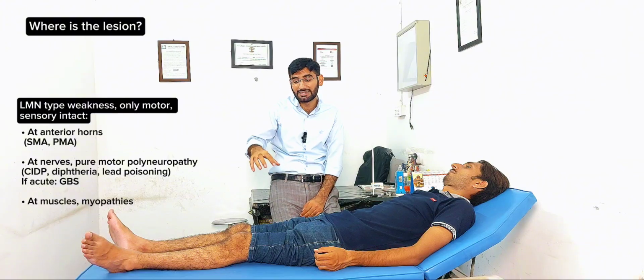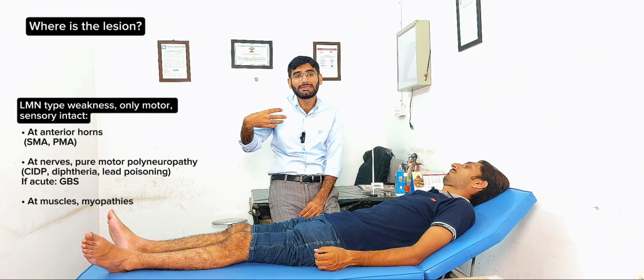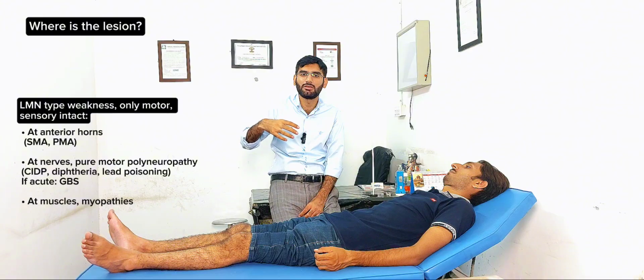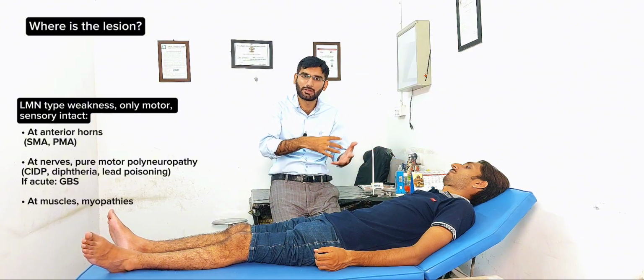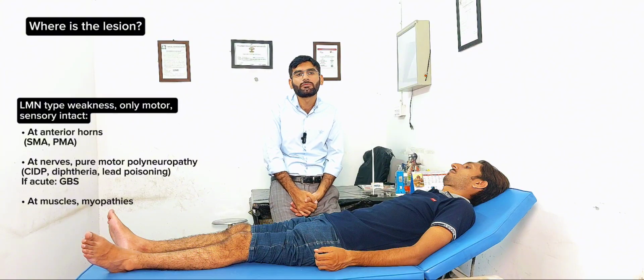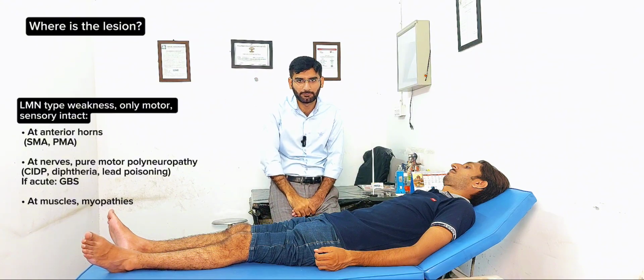And finally, if the lesion is at the level of the muscles, it could be hereditary, like limb girdle muscular dystrophy or myotonic dystrophy, in which case there would be facial features, myotonic grip and all of that. It could be inflammatory myopathies. It could be due to systemic causes. But in most cases, it is either at the level of anterior horns or it is pure motor polyneuropathy.